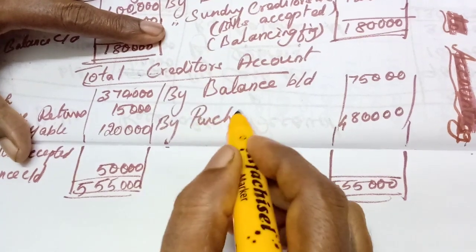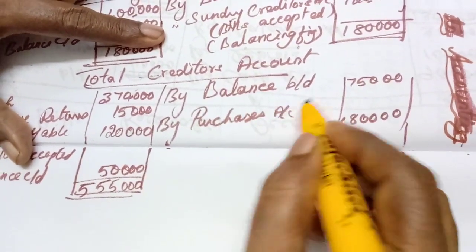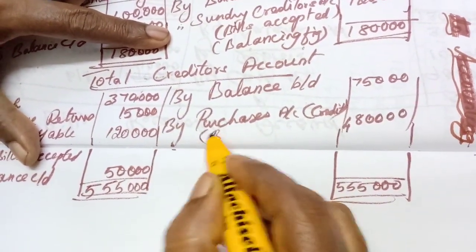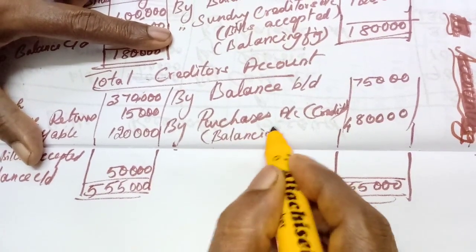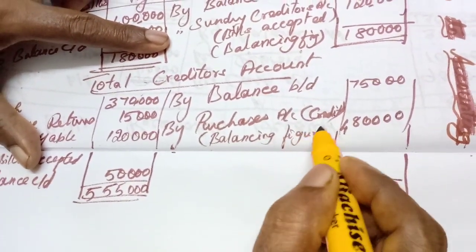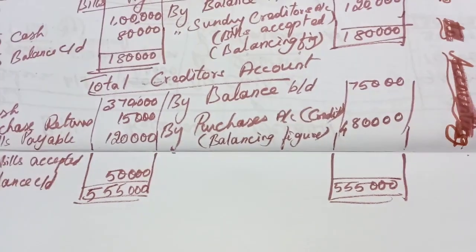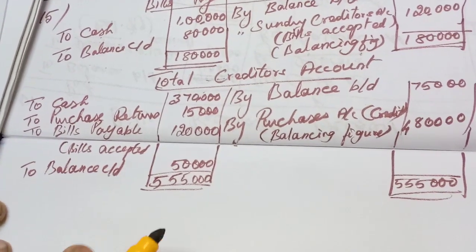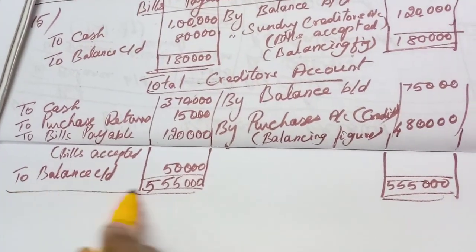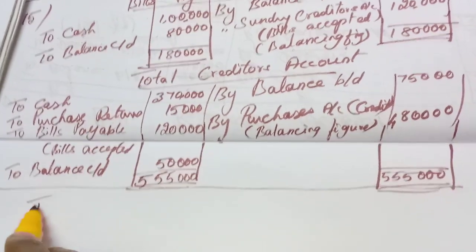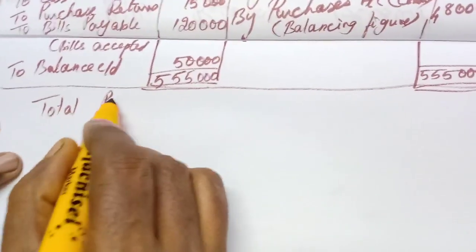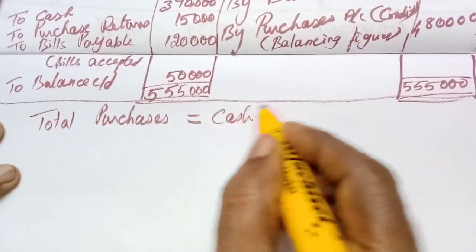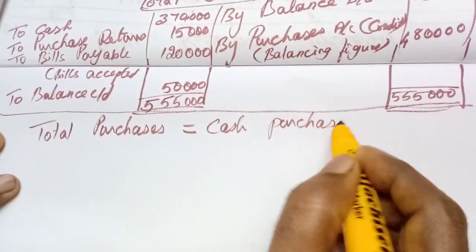You write by purchases account, in bracket credit purchases, because cash purchases is given. Then again in bracket, balancing figure. So now we have calculated the credit purchases. One item we have left out, that is the cash purchases. From that we can calculate the total purchases. That is the question. Now you should write total purchases is equal to cash purchases plus credit purchases.